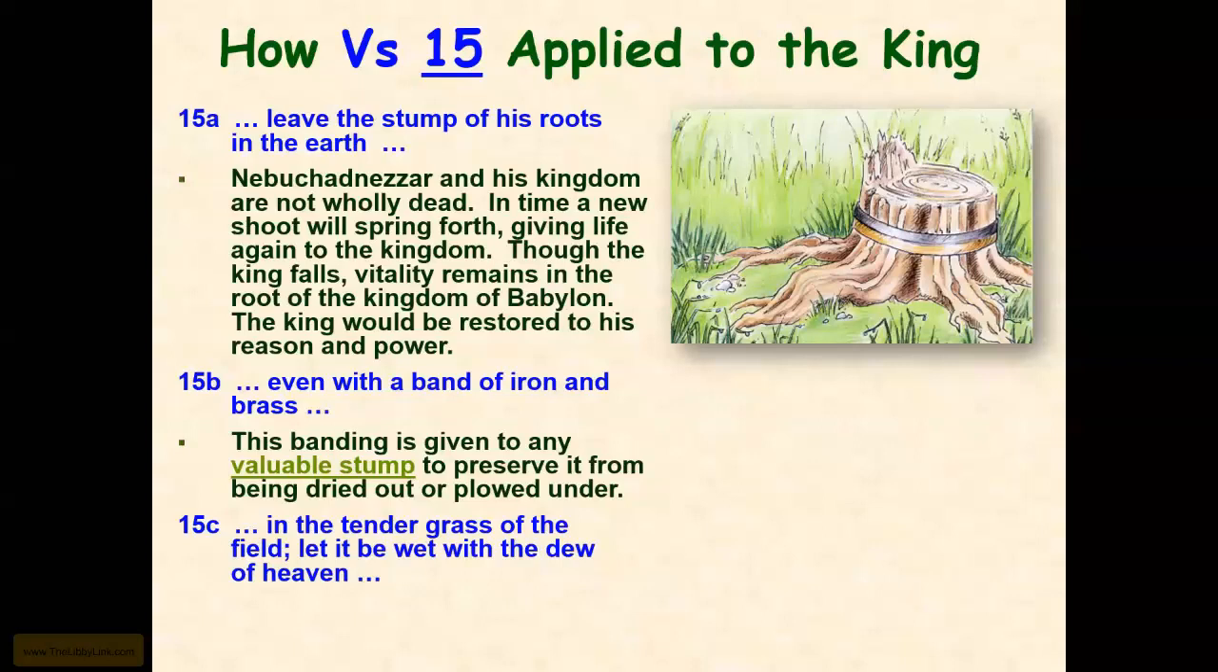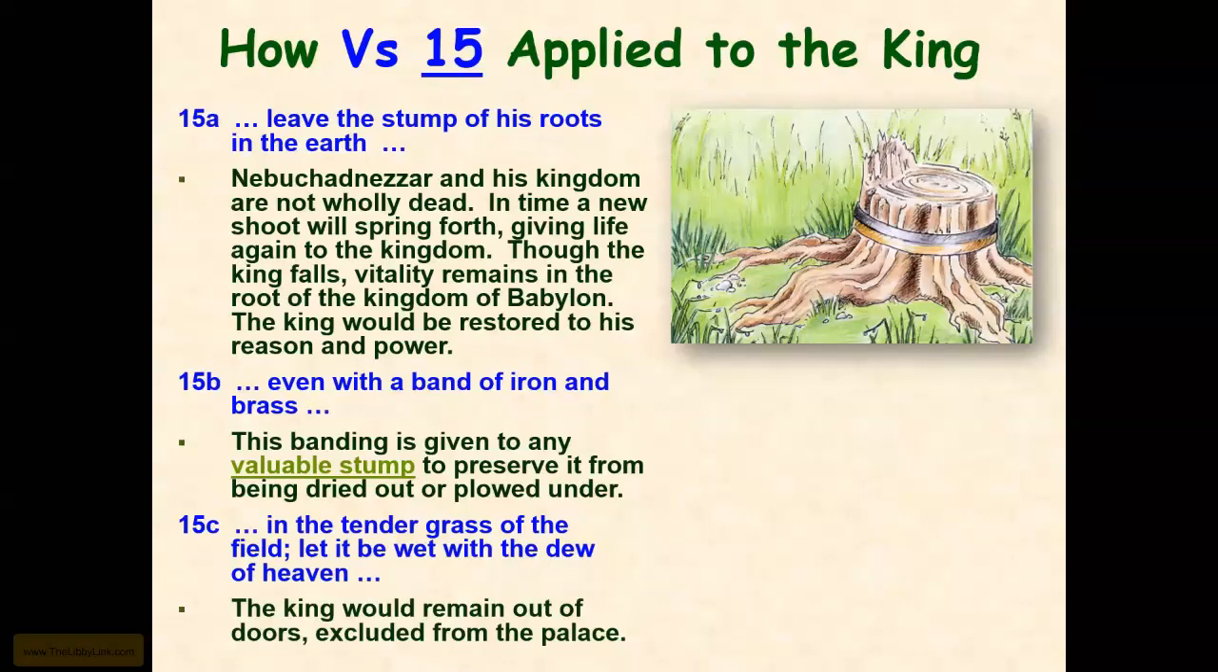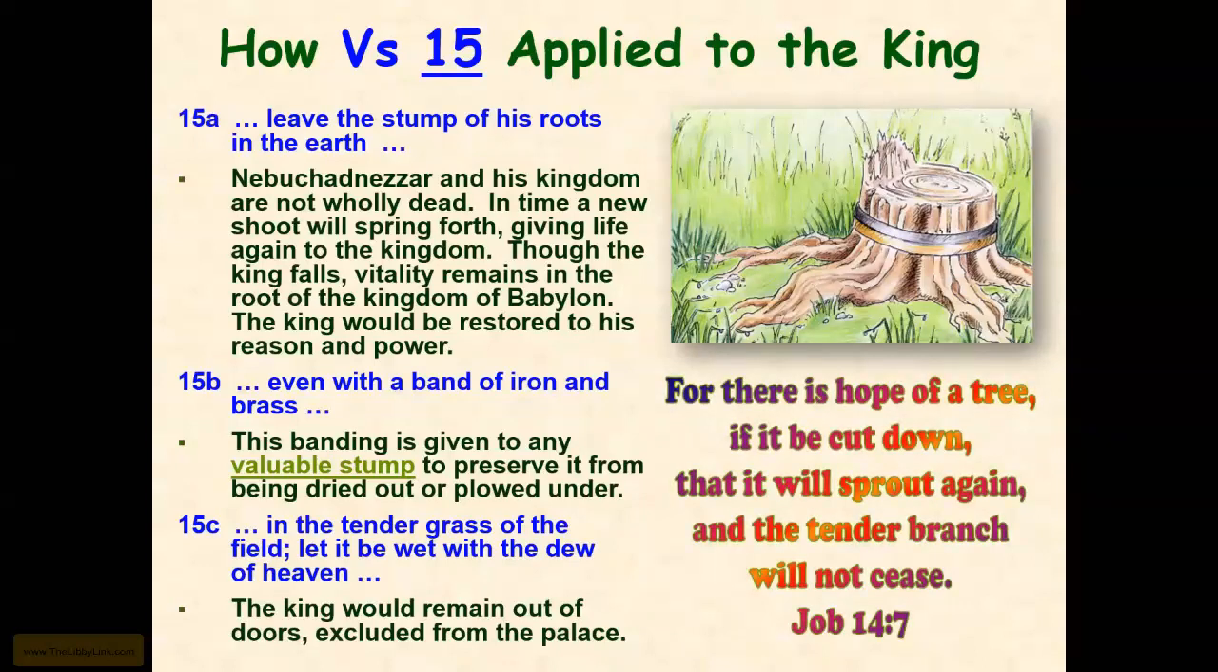15c, in the tender grass of the field, let it be wet with the dew of heaven, meaning the king would remain out of doors, excluded from the palace. But during the years, the dew of Yahweh's protection would preserve the king so that he could rule his kingdom when his heart was regenerated with a new understanding of sovereignty. For there is hope of a tree if it be cut down, that it will sprout again, and the tender branch will not cease.